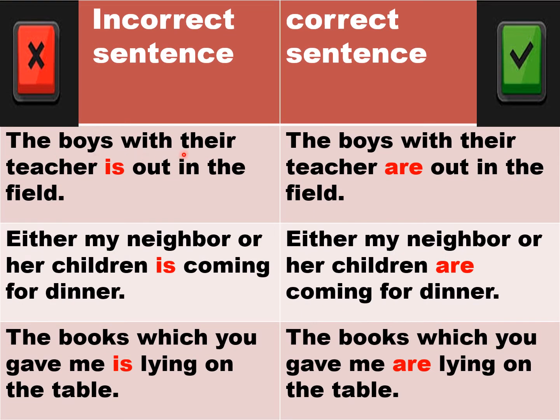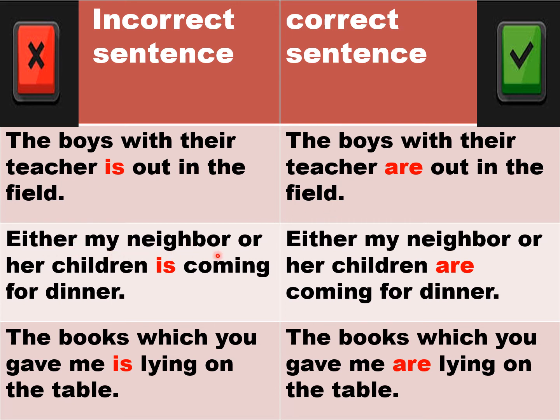The boys with their teacher is out in the field. See, we have the word with. When using with, the verb should agree with the first subject. The first subject is plural, the boys. So, the plural form of is must be used. The plural verb is are. The boys with their teacher are out in the field.